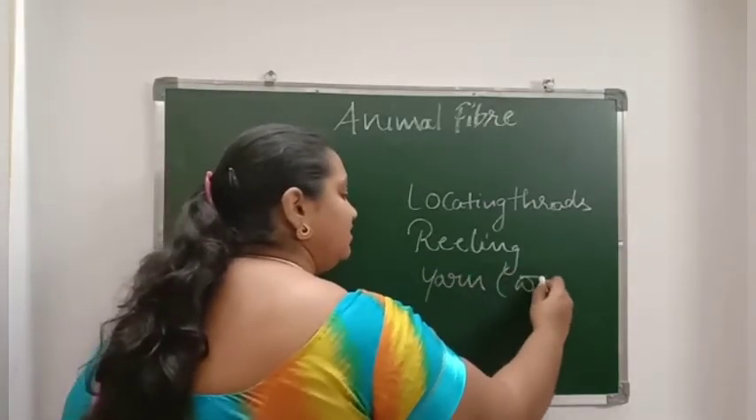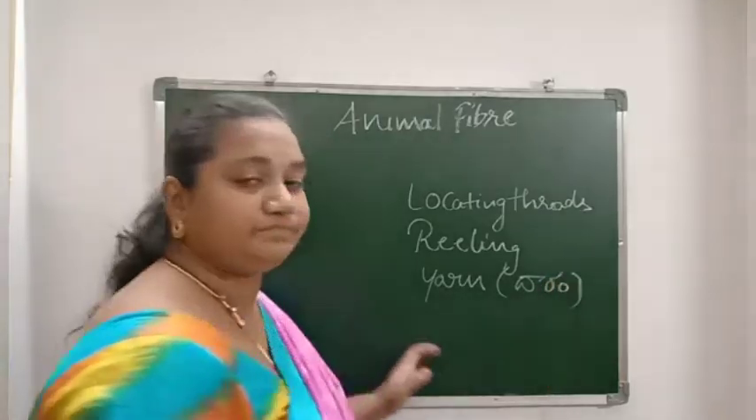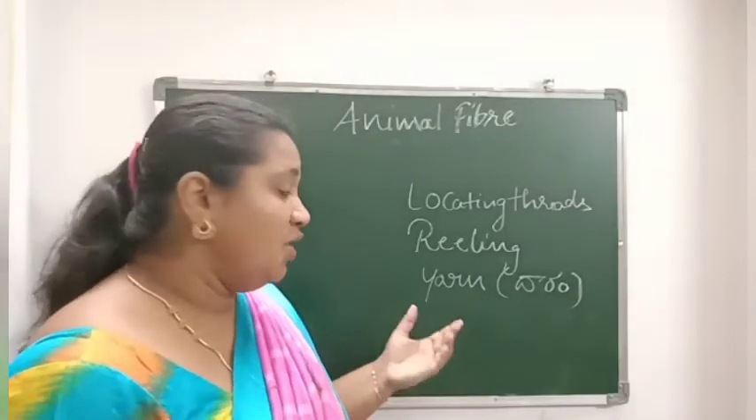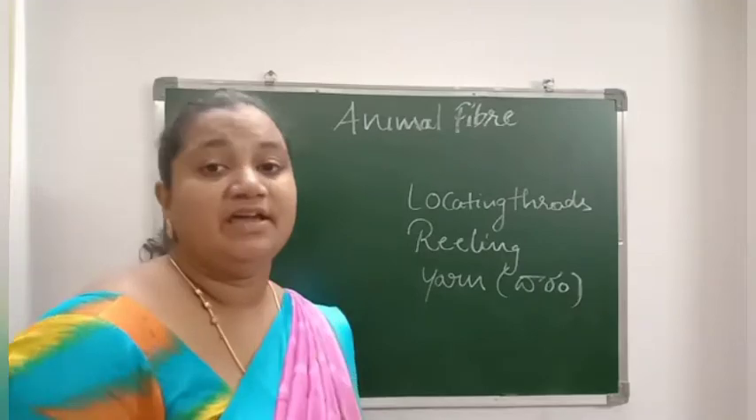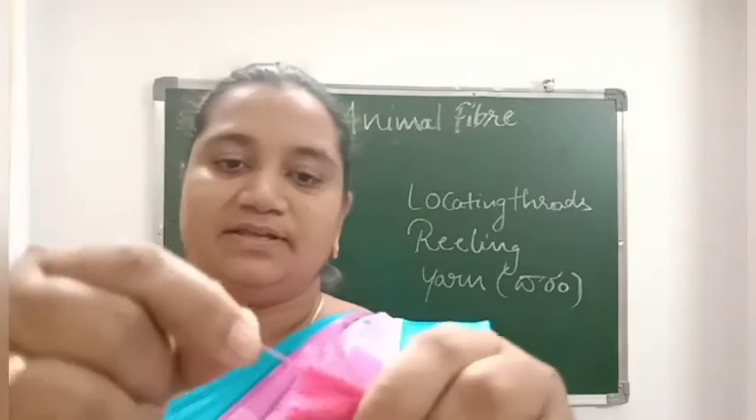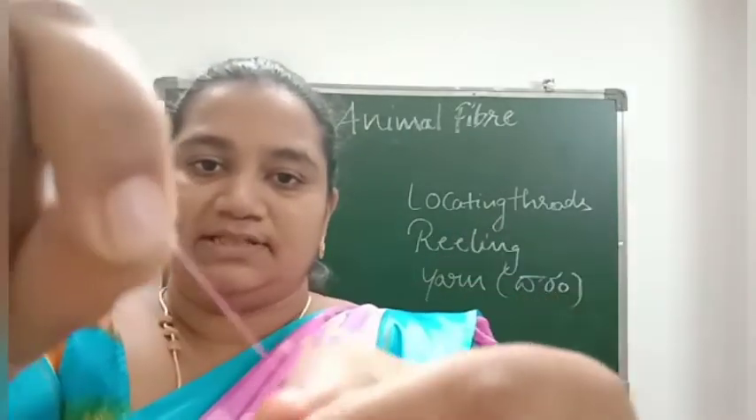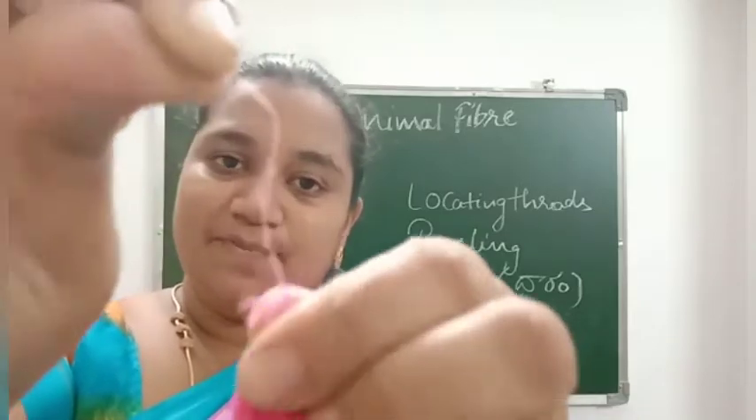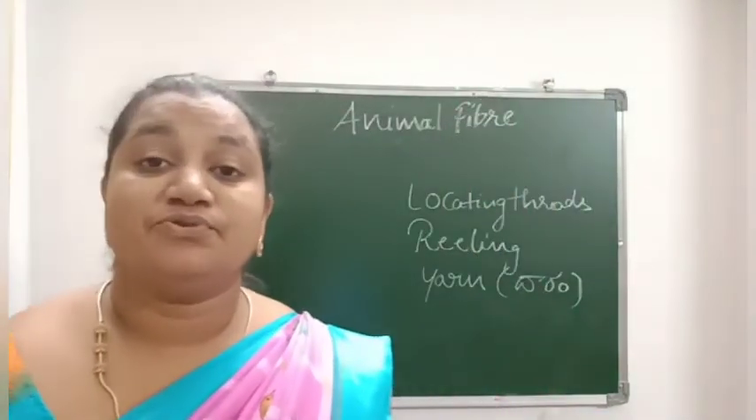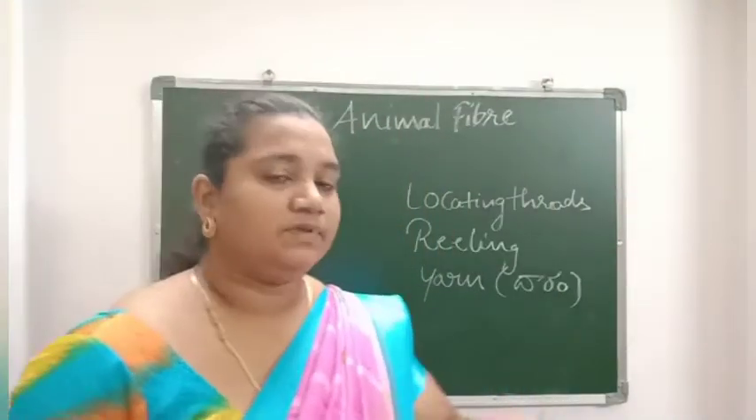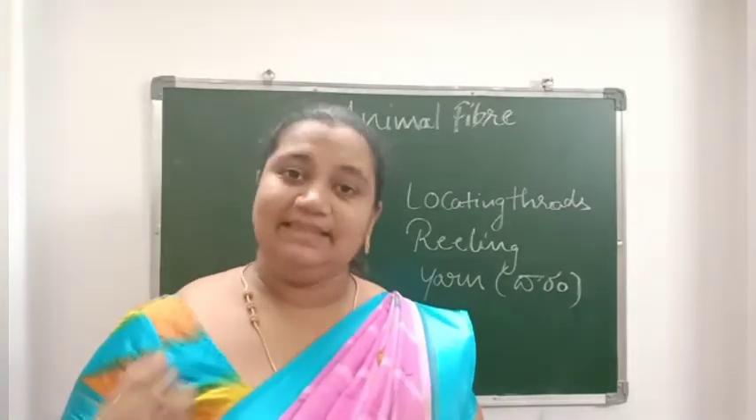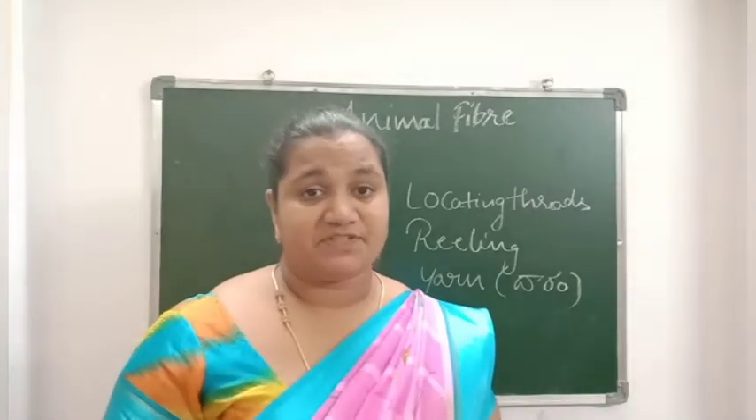Yarn means darum. This yarn is produced by using 2 to 3 fibers. Children, see here, this is yarn. Yes or no? In order to make this yarn, you have to use 2 to 3 fibers. When you compare, the fiber is a much thinner substance than yarn.